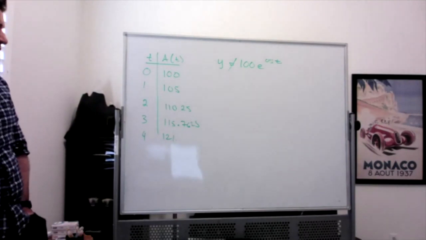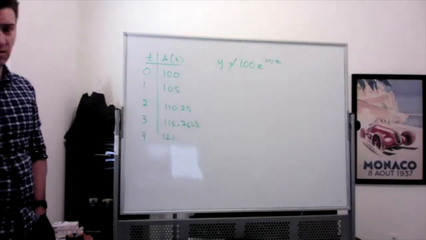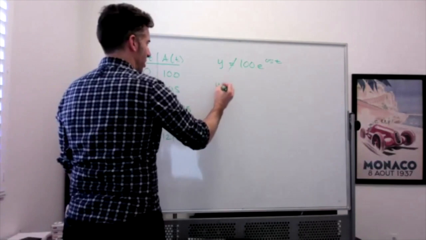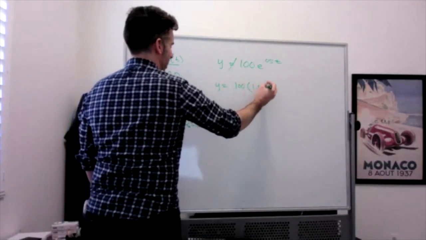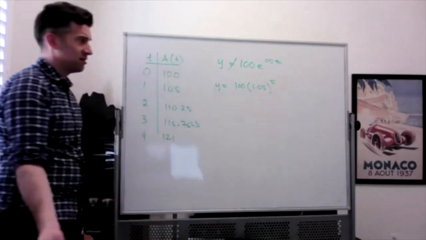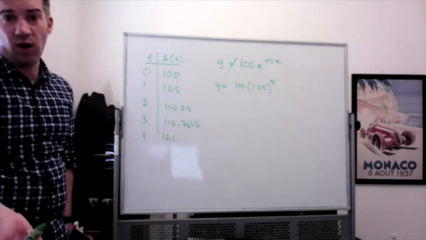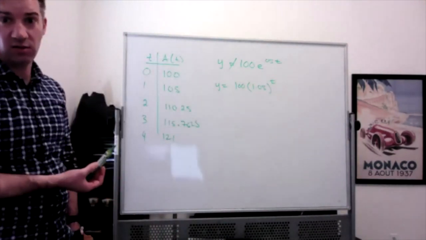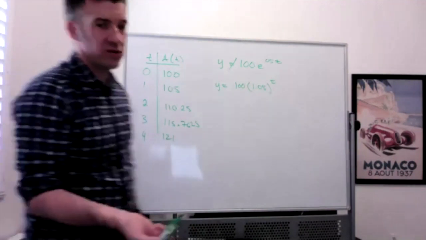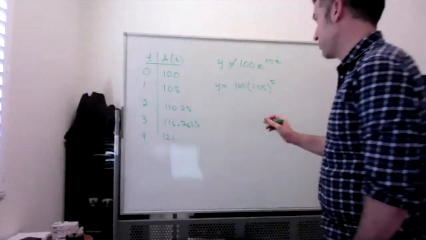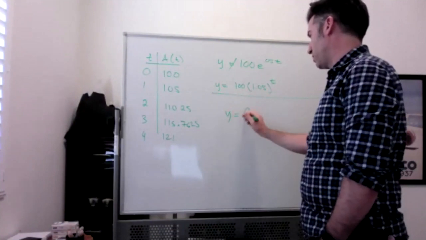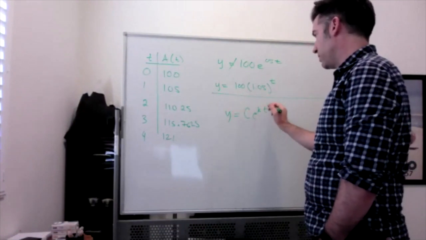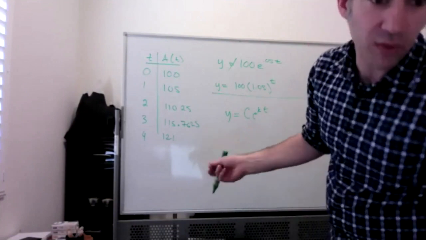In fact, we know what the equation actually is. The equation is y equals 100 times 1.05 to the t. That's not what they want us to do, but that's actually a right answer. What they're actually trying to get you to do is the following. I know I've got this model, y equals c e to the kt. This is a model for exponential growth or exponential decay.